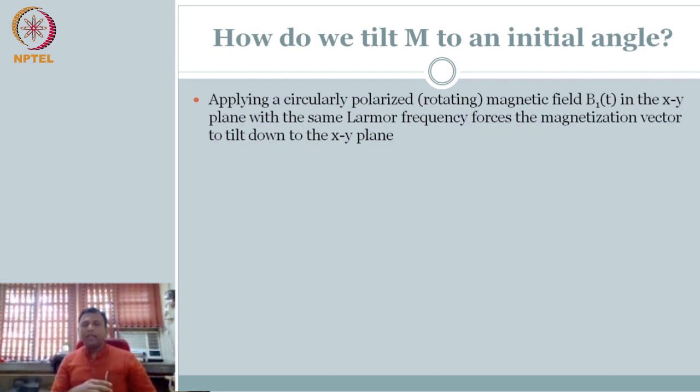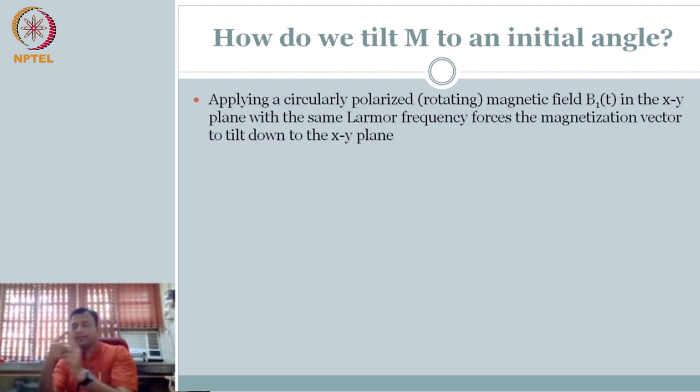So therefore we apply a circularly polarized magnetic field. So what do they mean by circularly polarized? If you were to track the path of your additional magnetic field, your B1 field, then it will look like a circle in the XY plane. That is what they mean by a circularly polarized magnetic field. It has to be applied at the same Larmor frequency. If you do that, you could essentially tilt the M vector.